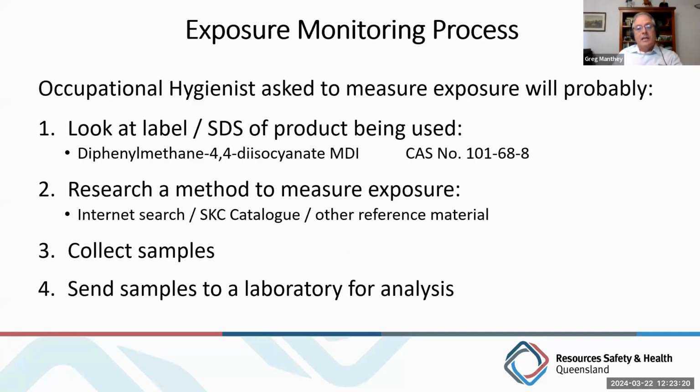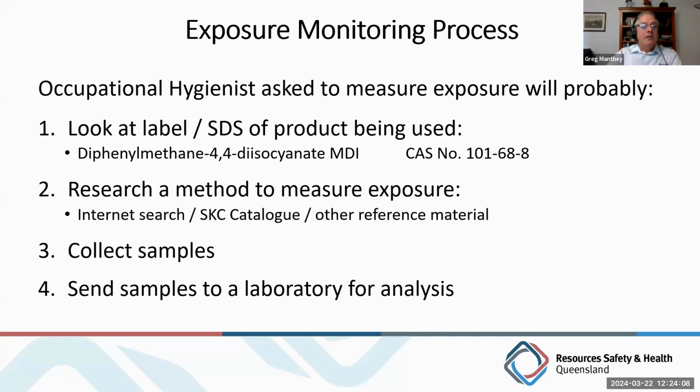Just before I get on to the results, I'd like to touch on the exposure monitoring process and where there's an issue in relation to isocyanates. If I was asked to measure an exposure to a chemical, this is basically the process I go through. Identify, using the label or the SDS, the product being used or what the likely analyte or contaminant is that might be of concern. In this case, it was 4,4-MDI, which has its own CAS number, chemical abstract system.